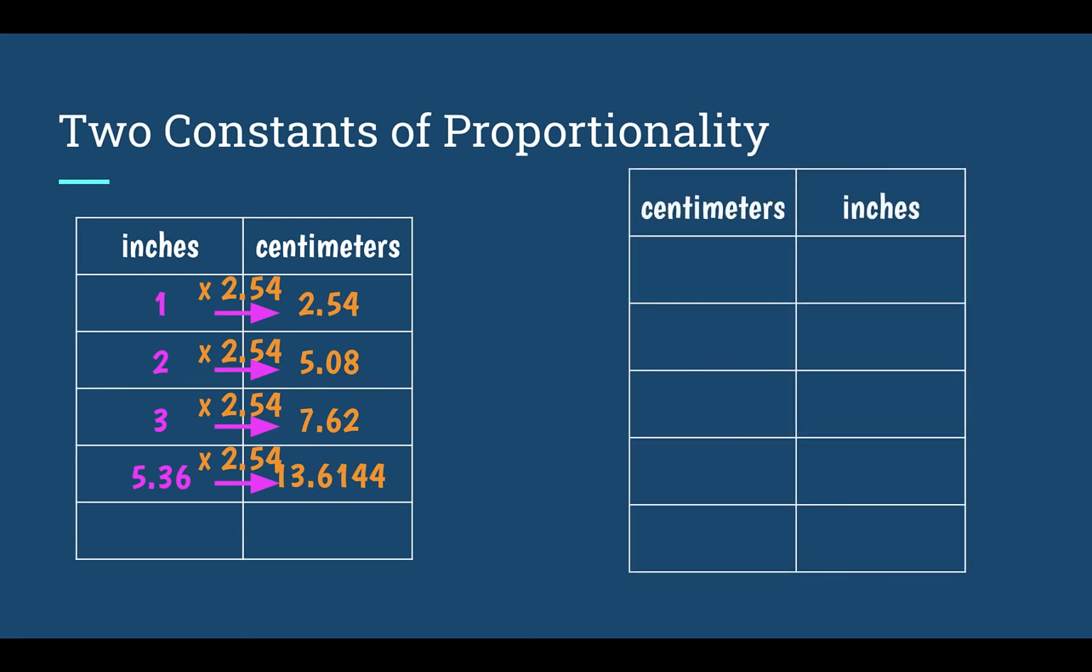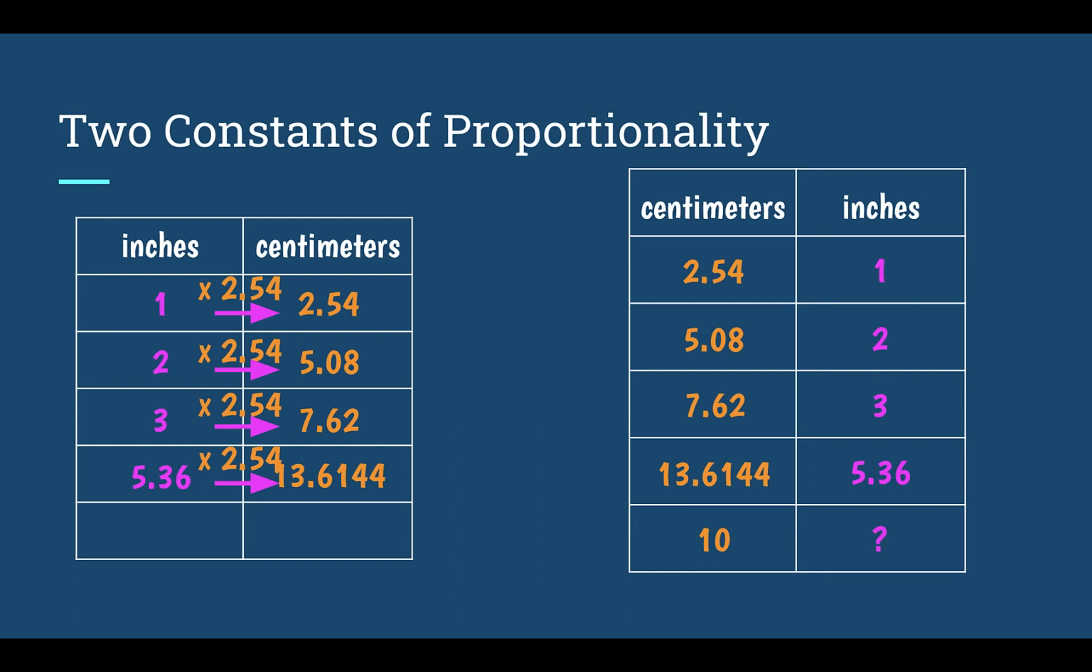What if we wanted to go backwards? Let's say we knew the number of centimeters and we wanted to figure out how many inches that was. So I'm going to plug in all the ones that I know already and what their inch equivalents are. So 2.54 centimeters was the same as 1 inch, 5.08 is 2, and so on. And I also included 13.6144, and that's the same as 5.36. What if there's 10 centimeters? How many inches is that?